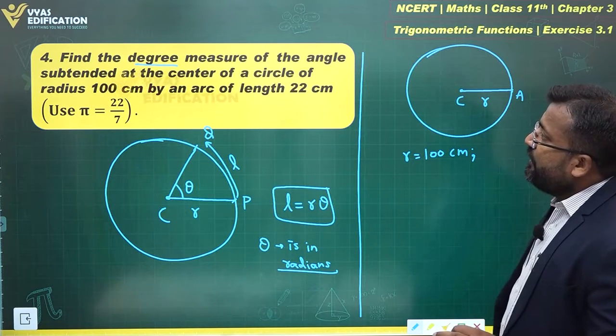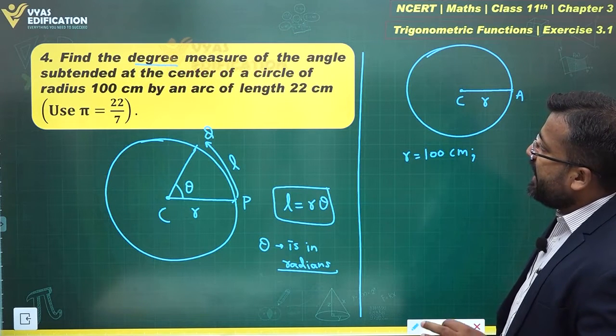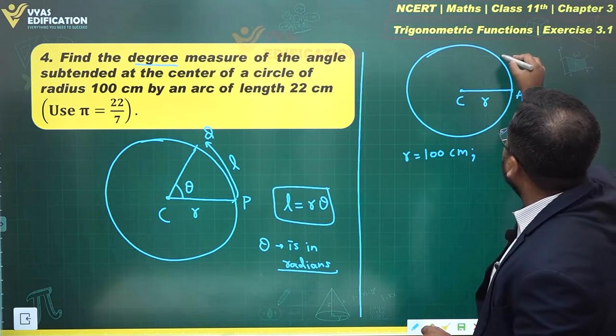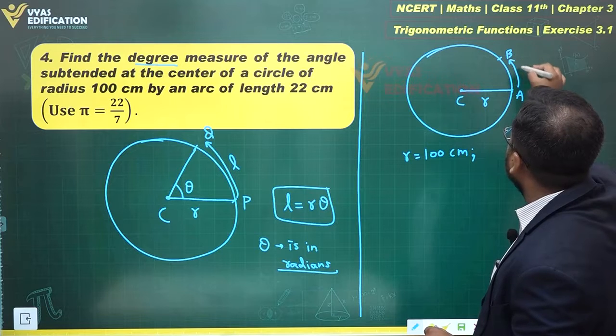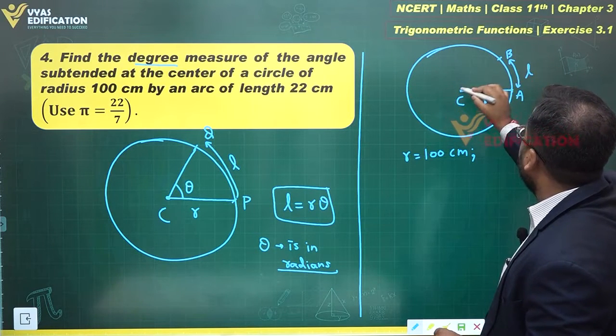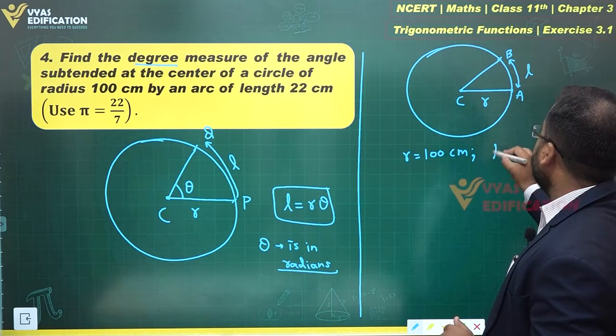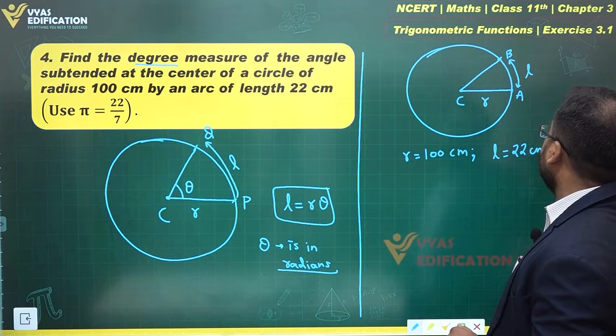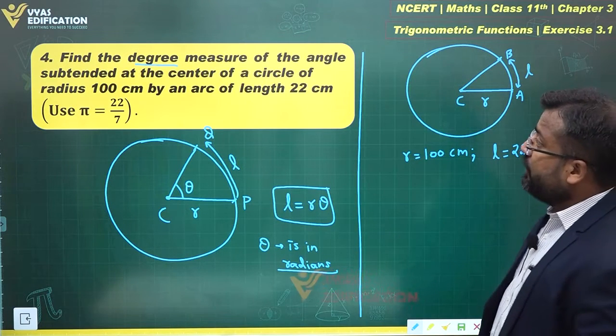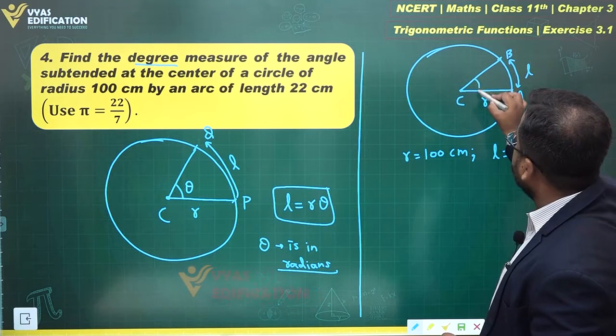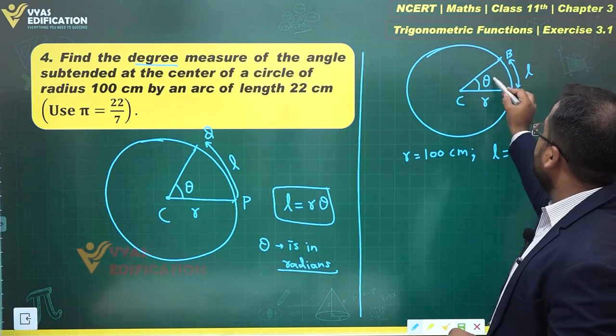Of a circle of radius 100 centimeter by an arc of length 22 centimeter. The arc is of length 22 centimeter. Let's call this L, arc AB. So L is given to be 22 centimeter. Therefore, find the degree measure of the angle subtended. This is required. Theta is required.